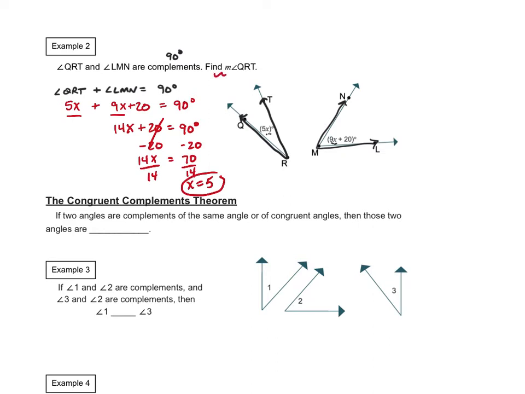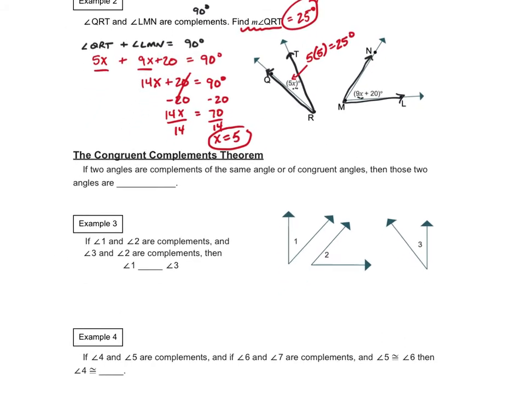Now, they didn't ask me for x. They asked me to find out what QRT is. So QRT is going to be 5x. So 5 times 5 is 25 degrees. QRT is 25 degrees. There you go. Remember, create that equation using our definition, do some substitution, combine like terms, and solve at that point.